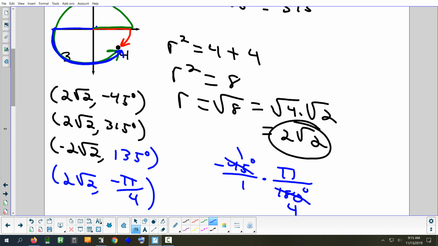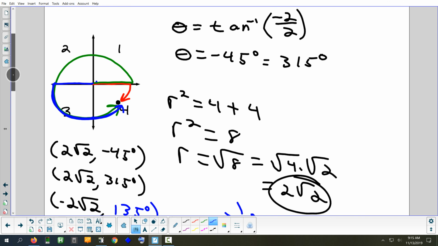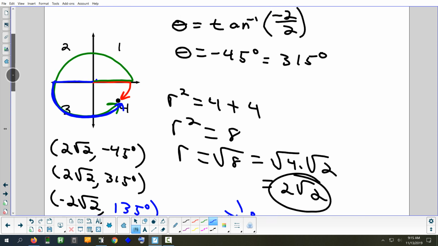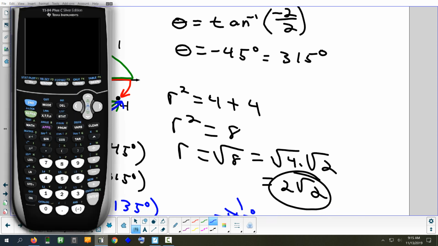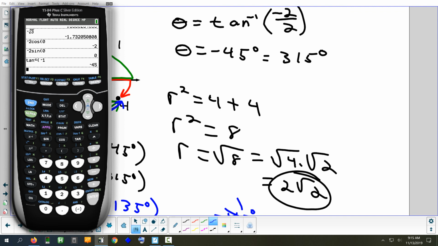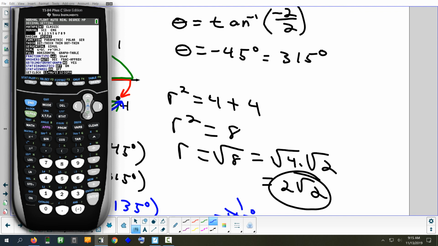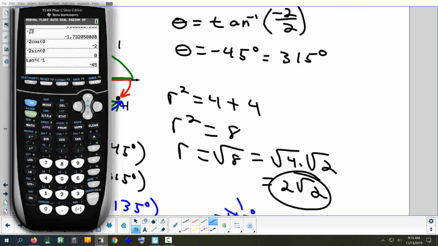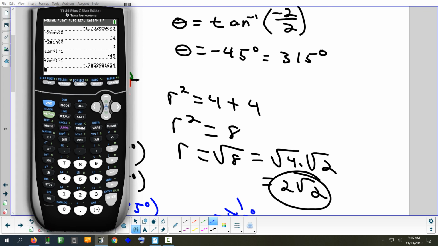Now, watch what happens if you type in the original problem and put your calculator in radians instead. So I'm going to put it in radians. And I'm going to type in the same thing. Did I get negative pi over 4? What do you think?